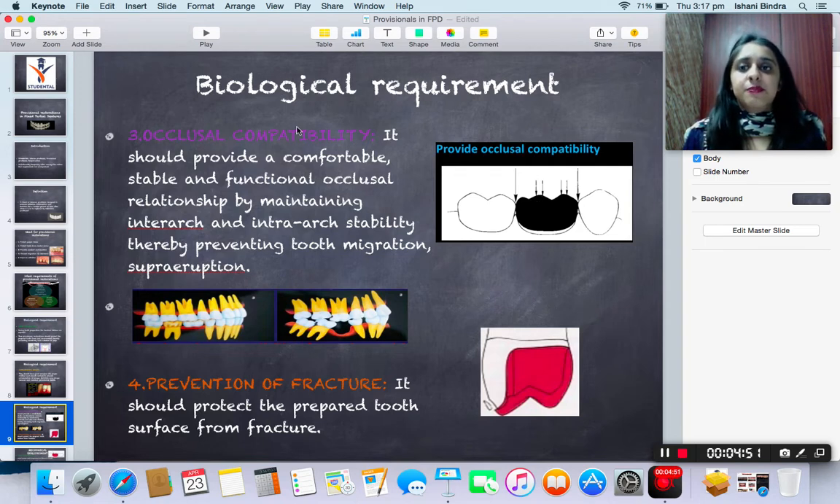They should help to provide a comfortable and stable functional relationship by maintaining the interarch stability, that is between the maxillary and mandibular arch, and intra-arch stability, that is within the same arch, thereby preventing tooth migration or supraeruption. Prevention of fracture: any provisional restoration should protect the underlying tooth surface from fracture.